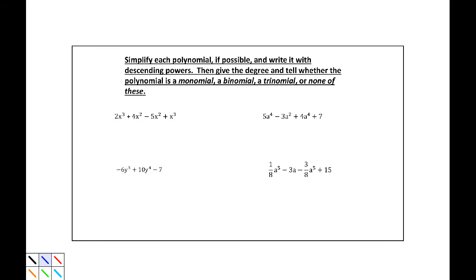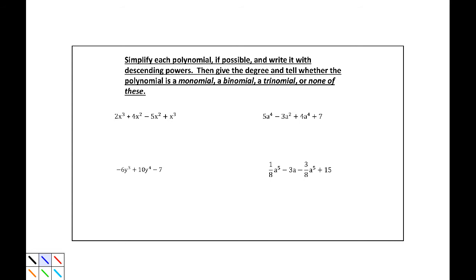Simplify each polynomial, if possible, and write it with descending powers. Then give the degree and tell whether the polynomial is a monomial, a binomial, a trinomial, or none of these. First example we have is 2x cubed plus 4x squared minus 5x squared plus x cubed.